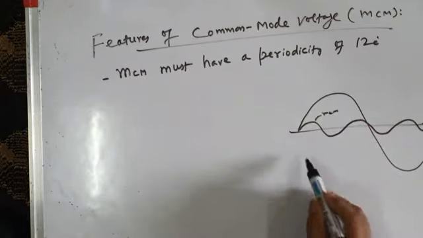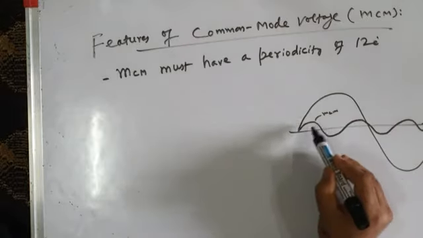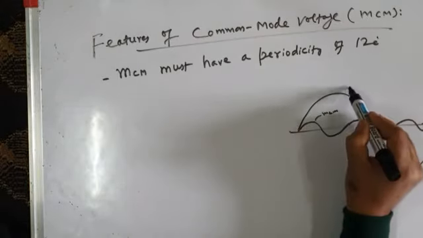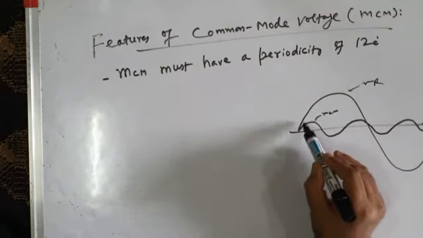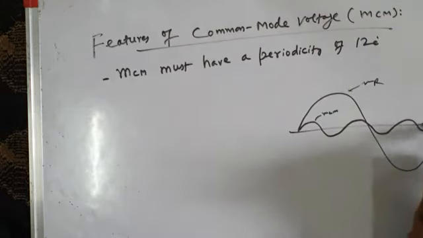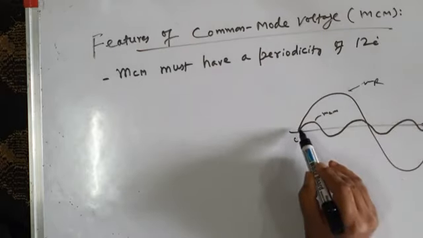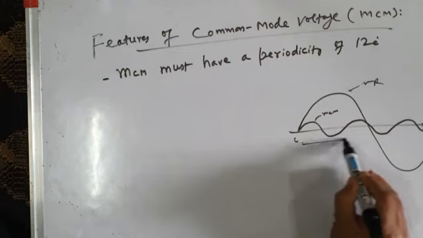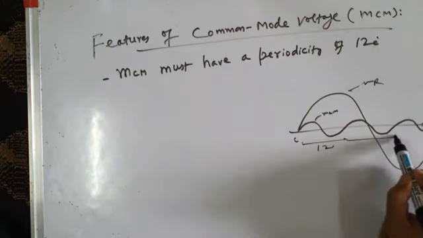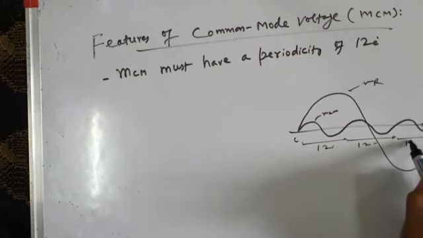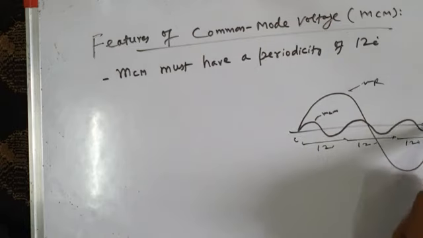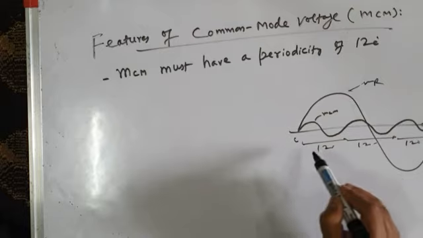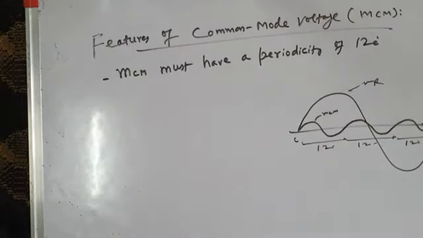Doesn't it have a periodicity of 120 degrees? See, this is your original modulating wave MR. To it you add the common mode signal. This is one cycle of the original modulating wave. One cycle means 360 degrees. So how much is this? This is one cycle of 120 degrees, the second cycle 120 degrees, the third cycle also 120 degrees. Total is 120 plus 120 plus 120, that is 360 degrees. So it has a periodicity of 120 degrees.